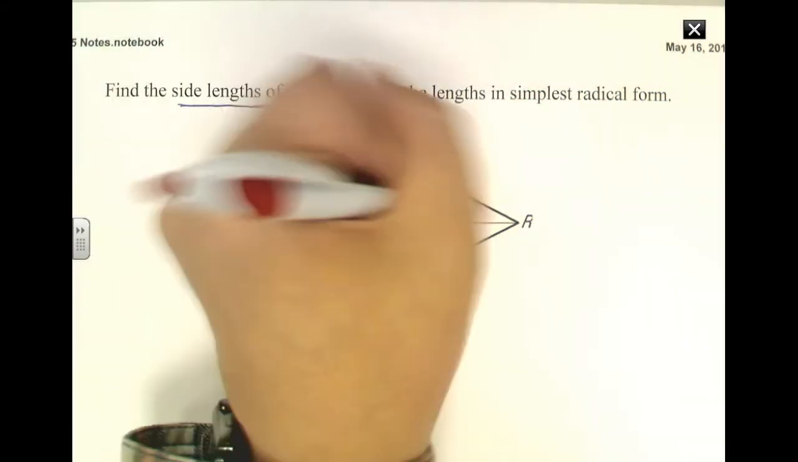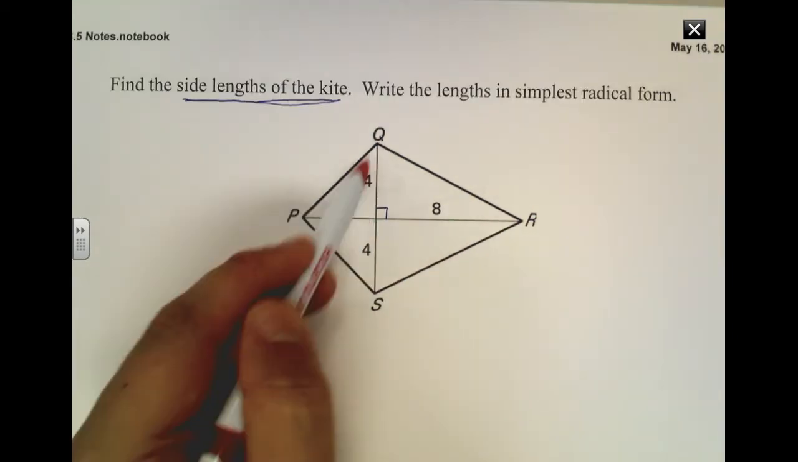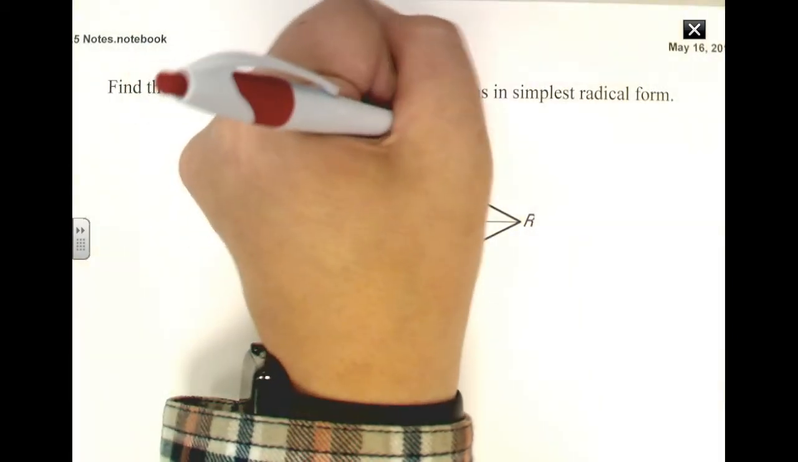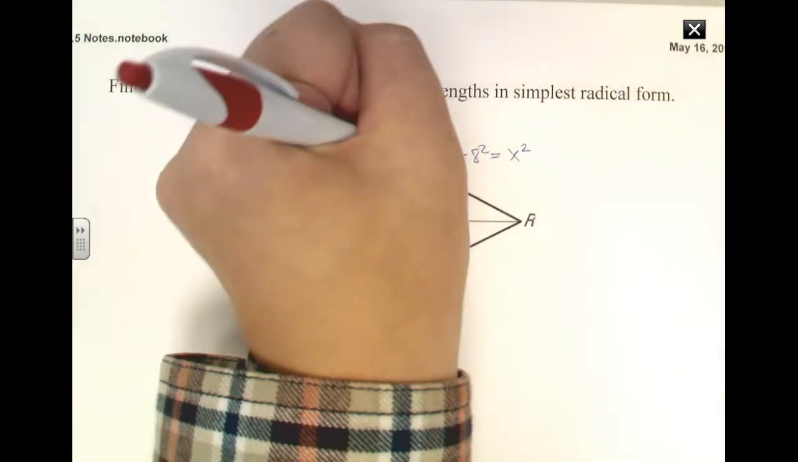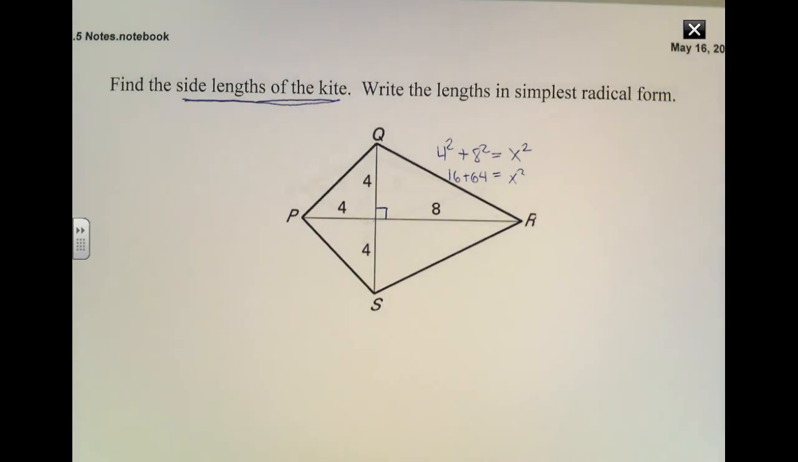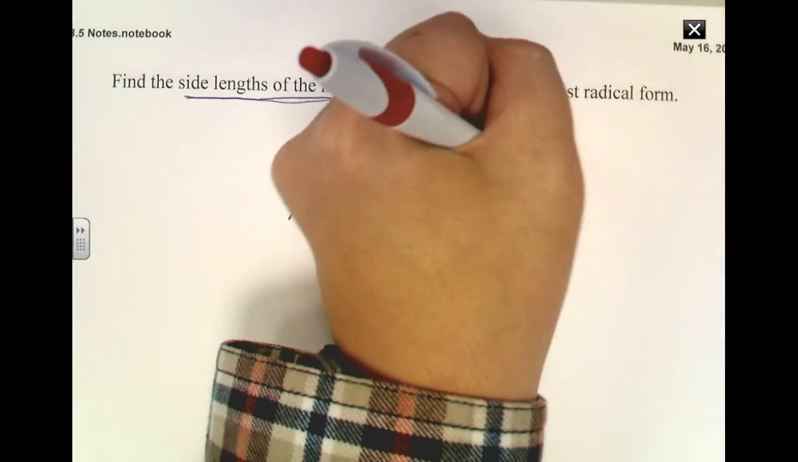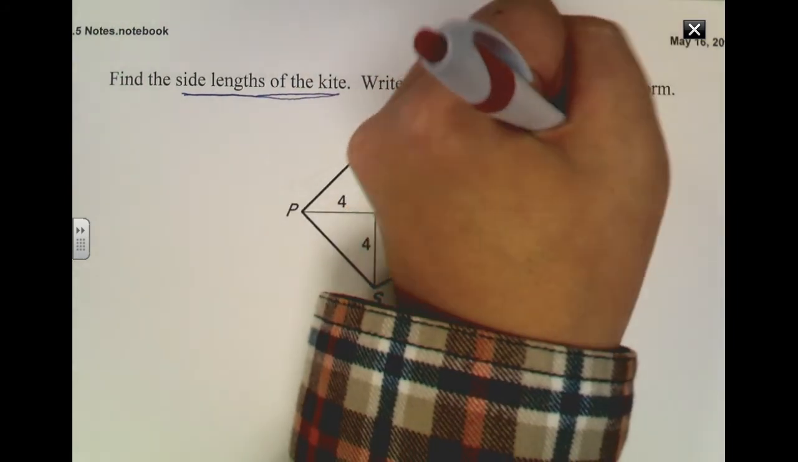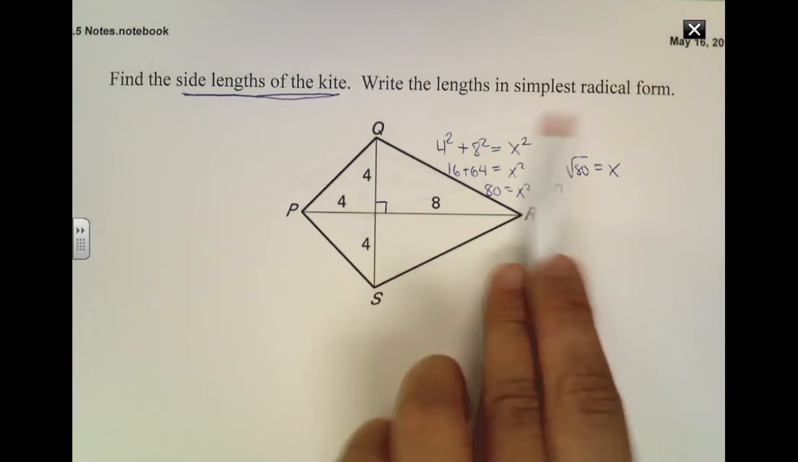For example, to find QR, Q, middle point, we don't have a name for that, R, this triangle in the upper right corner, I can do 4 squared plus 8 squared equals, and we'll call it x squared for our missing side. So that's going to give me 16 plus 64 equals x squared, and 16 plus 64 gives me 80. So when I take the square root of that, the square root of 80. They want the answer in simple radical form, so we're not going to get a decimal for now.